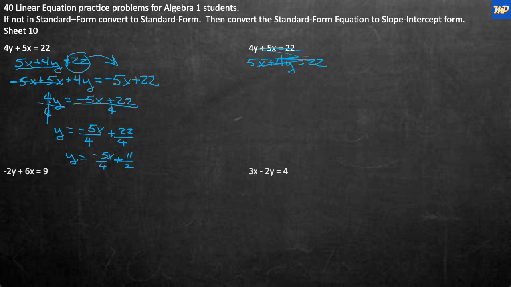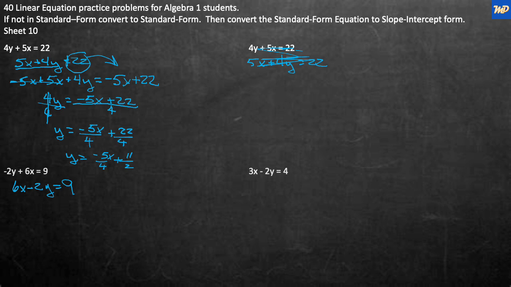So, next problem. Minus 2y plus 6x equals 9. The 6x is in the wrong spot. Other than that, everything looks good. So I'm going to say 6x minus 2y equals 9. No common factors, no decimals, no fractions. The x is positive. Let's get with it. We can just go straight to slope-intercept.